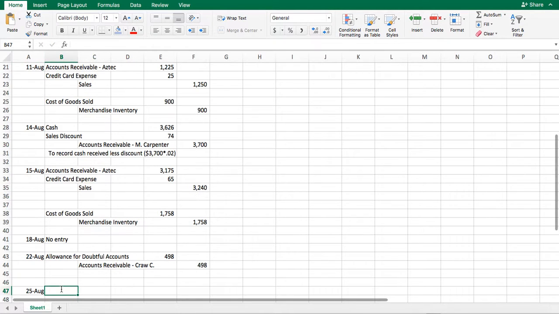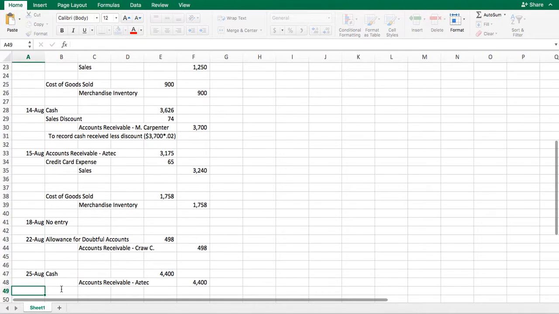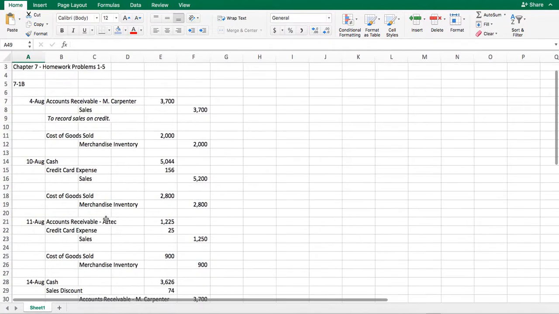Then on August 25th, we received the amount due from Aztec. And so we received cash. If you go back up, you can see how much they owe us that I happen to know. It is $4,400. And so we'll go ahead and book that right there. Okay, that's all of problem 7-1B. And in the next video, we'll move over into 7-2B.